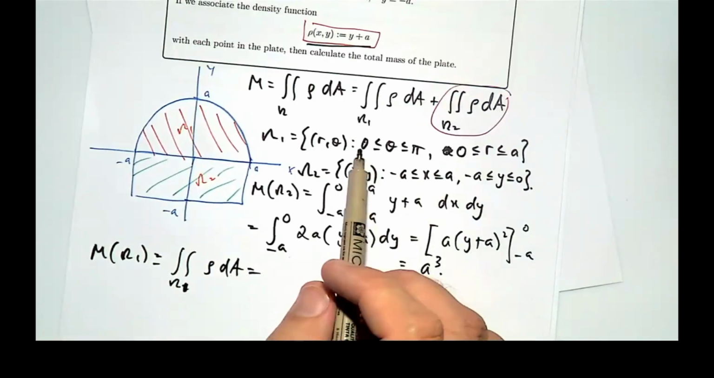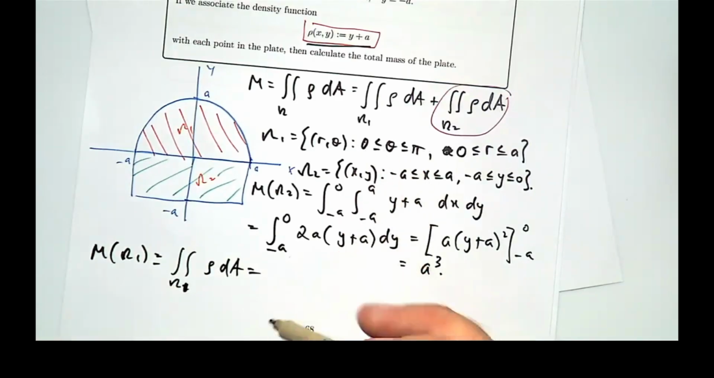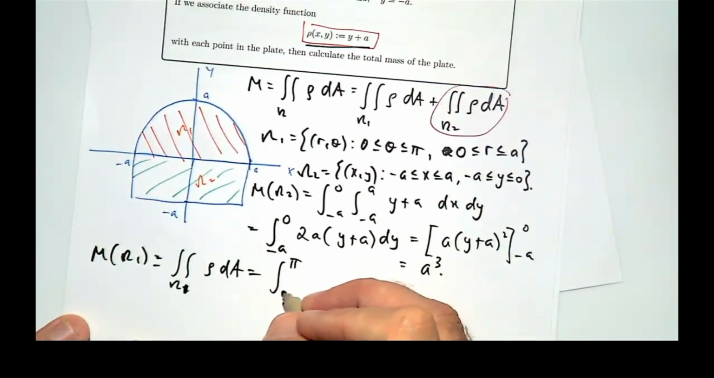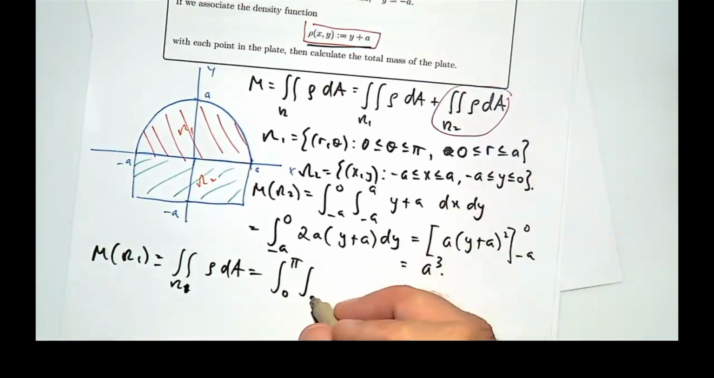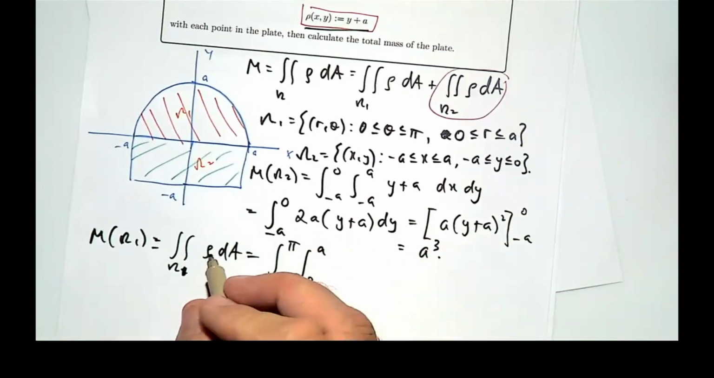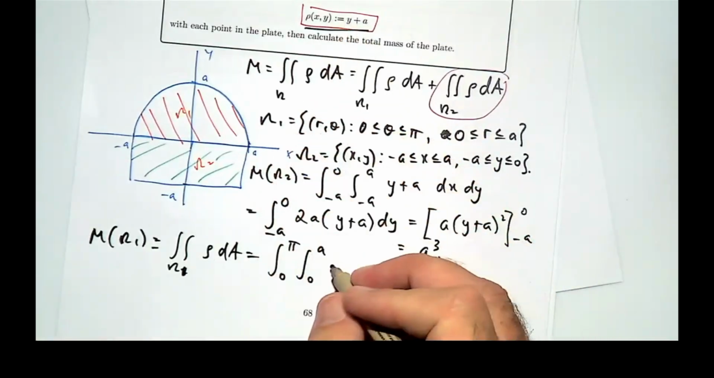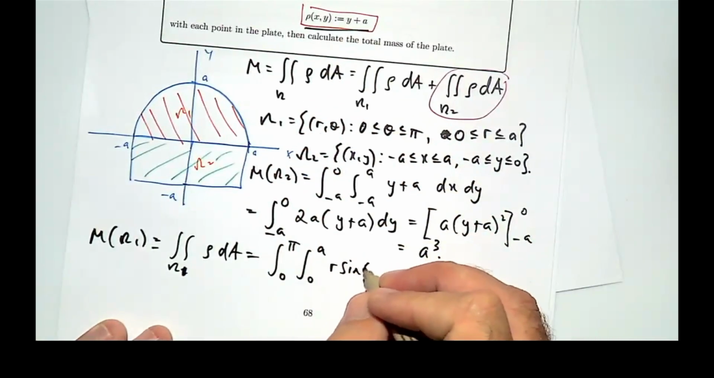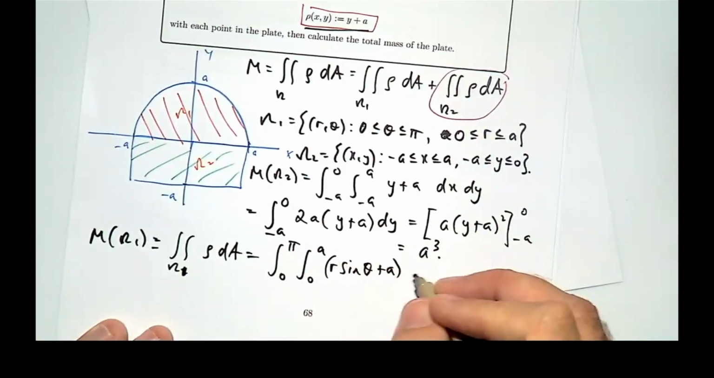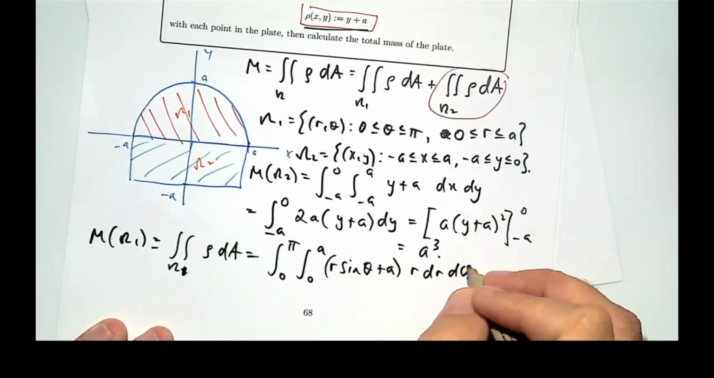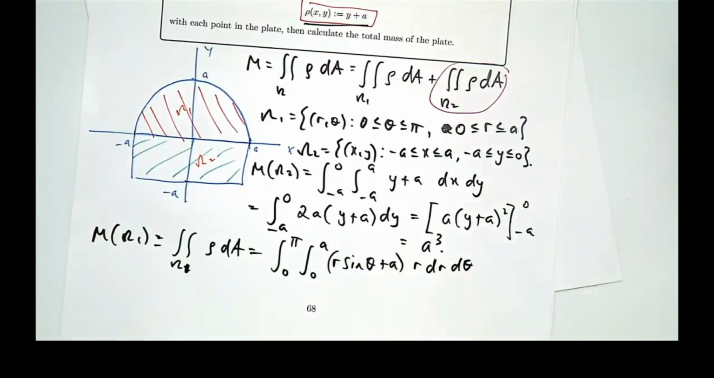Okay, so 0 to pi, 0 to a. Rho is y plus a, which is going to be r sine theta plus a. Okay, so we're feeling good because we could set it up. Now we just got to evaluate it, which is great.